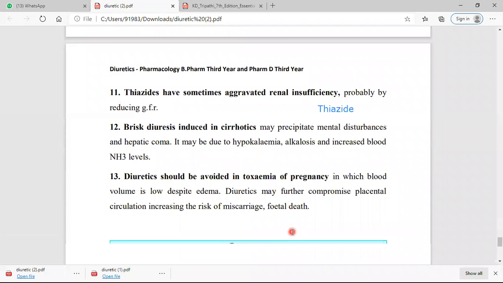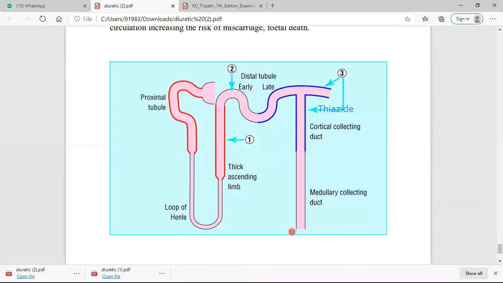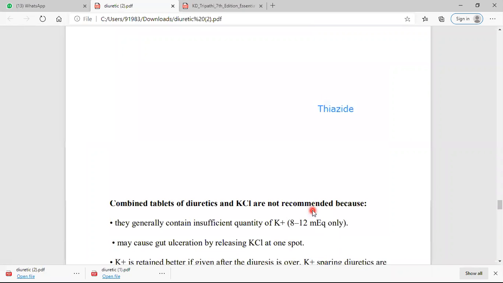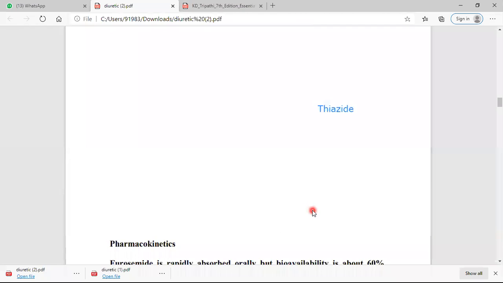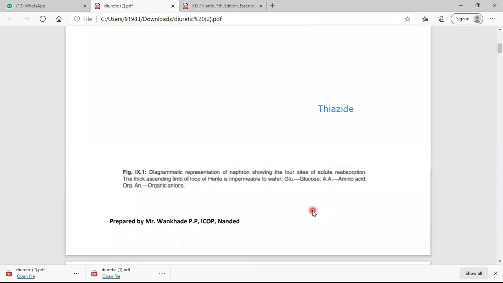Okay, so this is called the mechanism of action of the thiazide, which acts on the DCT, and the loop diuretic acts on the ascending loop of Henle, and this is the cortical diluting duct. Okay, so this is called the mechanism of action of furosemide and the thiazide drug. If you have any questions, you can ask in the chat box now.